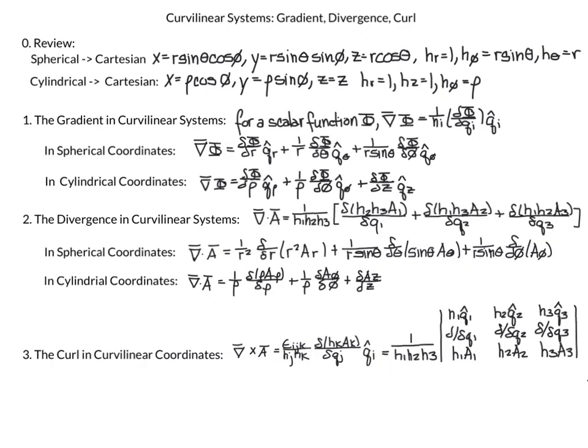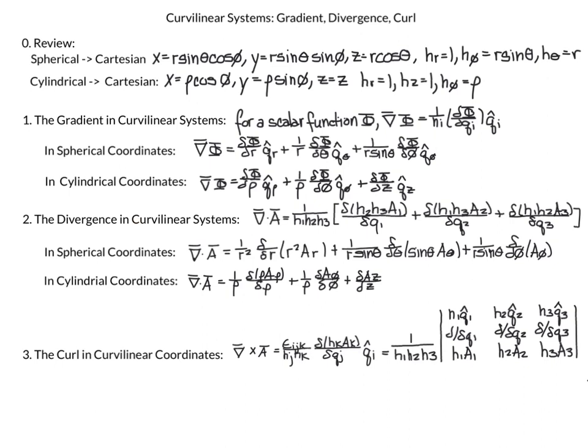Now to review what we covered in this short video, first we reviewed spherical to Cartesian coordinate transformations as well as the scaling factors, and we had cylindrical to Cartesian transformation equations as well as their scaling factors. Next, we defined the gradient in curvilinear systems. So this is the general form of the gradient, del of some scalar function phi. We applied this formula to the spherical coordinates and got this specific formula for spherical coordinates, and then I showed you the specific formula for cylindrical, and we also did examples.